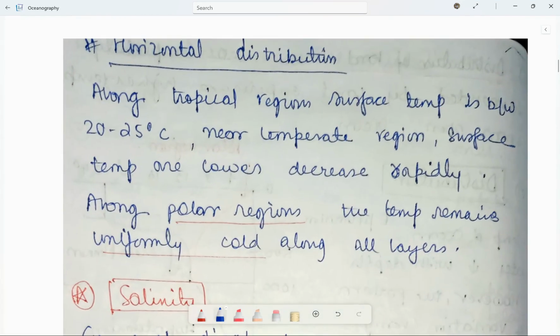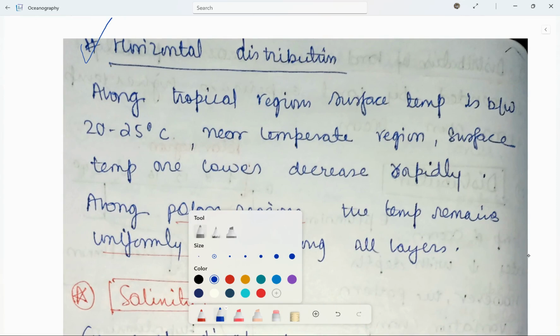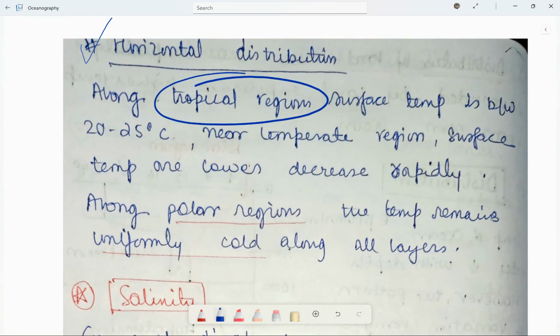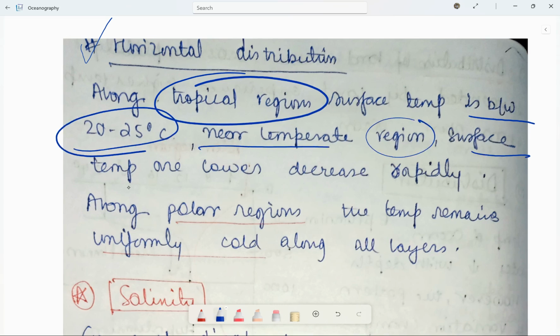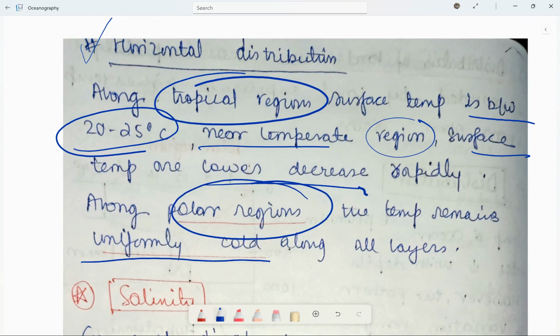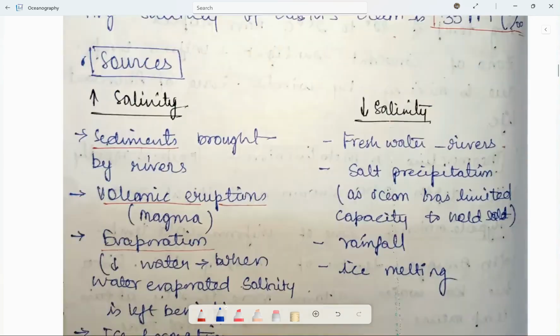oceanic temperature. If we talk about the horizontal distribution of such temperature, we'll see that along the tropical region the surface temperature is between 25 to 20 degrees. Near the temperate region it will be lower and will decrease rapidly, and in a polar region the temperature will remain uniformly cold.